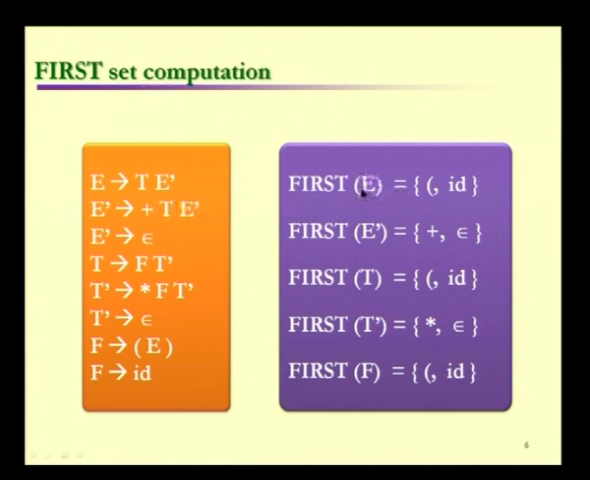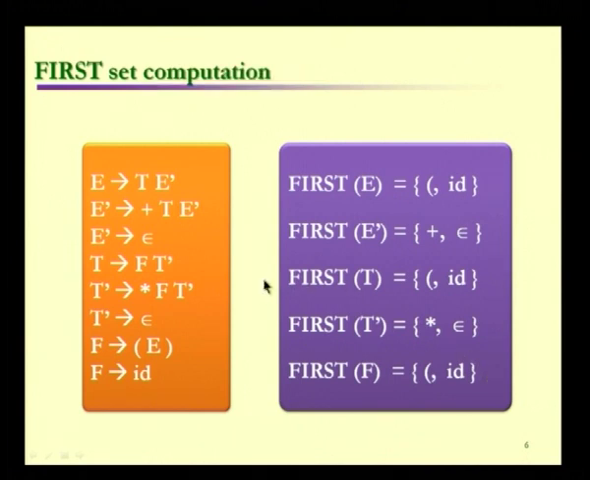The first of E is opening bracket, as a result of first of E is first of T, and first of T is first of F, and first of F is opening bracket, and first of F is ID. So that gives you opening bracket and ID in the first set of F, first set of T, and first set of E also. That is, we have opening bracket, ID here, opening bracket, ID, and opening bracket, ID.